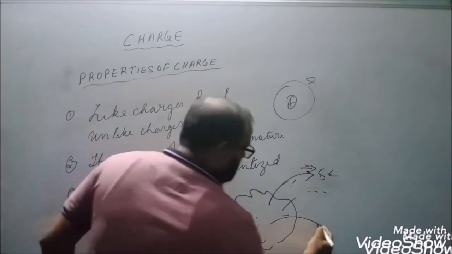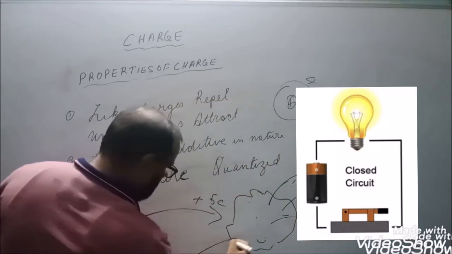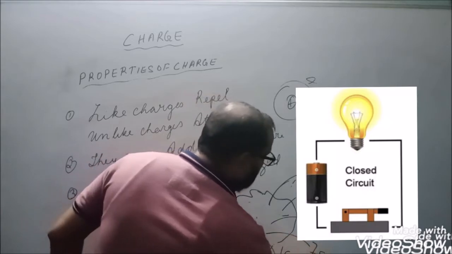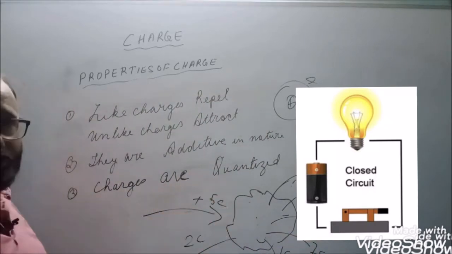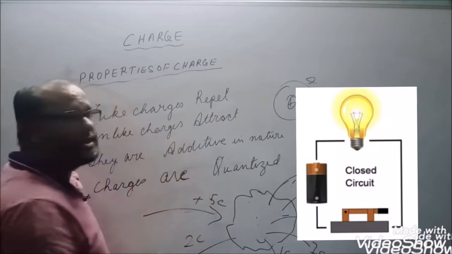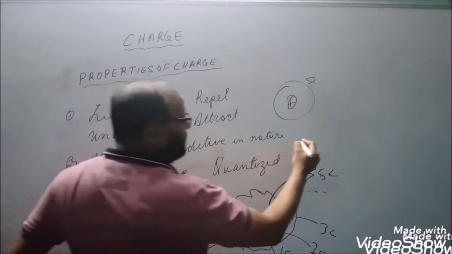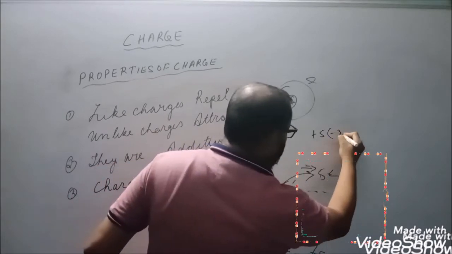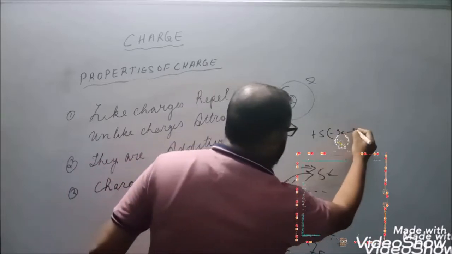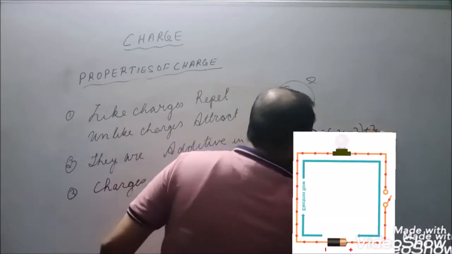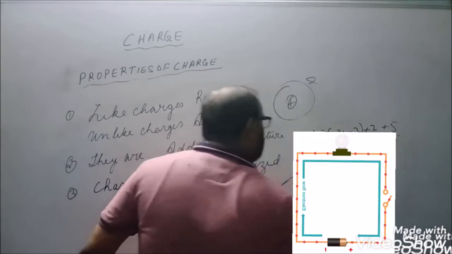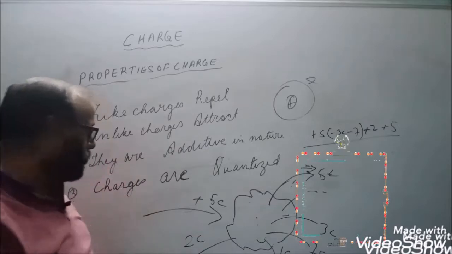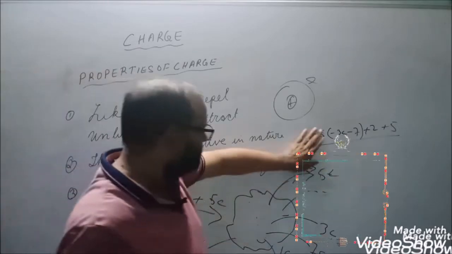Now suppose 3 coulomb has gone out, 2 coulomb has come in, 1 coulomb come in, 7 coulomb gone out. Now how will you count the charge? You can simply use the system of additive. What is additive in nature? Plus 5, how much has gone? Minus 3. How much has gone? Minus 7. How much has come in? Plus 2. How much has gone in? Minus 3. This way you can count it. Therefore it is called additive in nature. So charges are additive in nature.